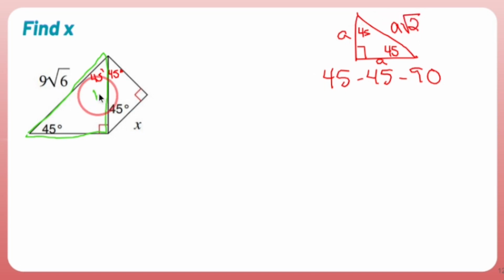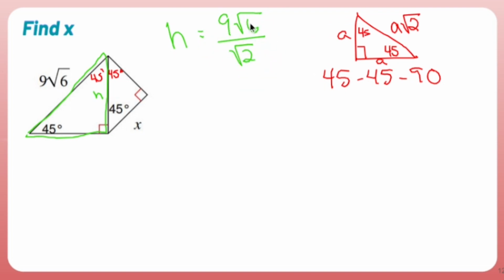So I'll call you h because it looks like it could be a height. So I'm just going to call it h. In order to find h, which is a leg, I have to take this hypotenuse and divide by root 2 because I'm working in reverse. So my hypotenuse is 9 root 6. I'm going to divide by root 2.